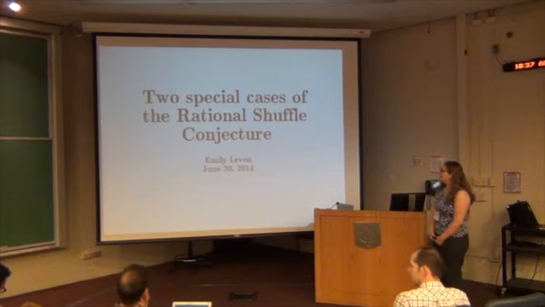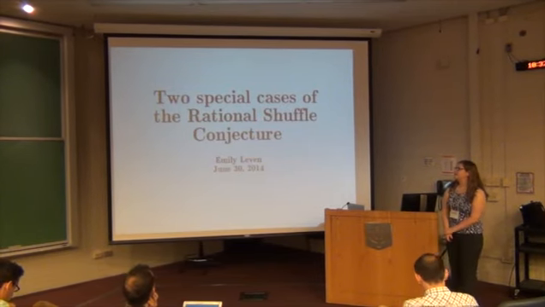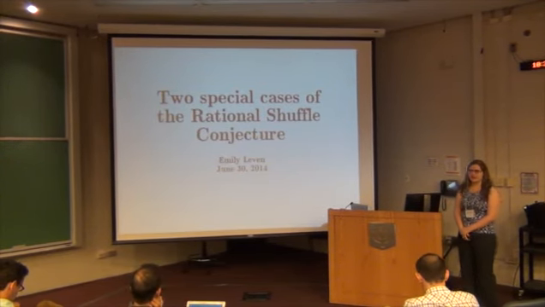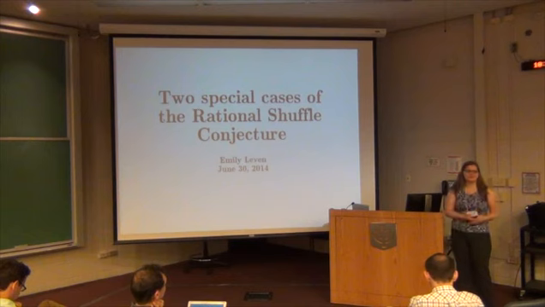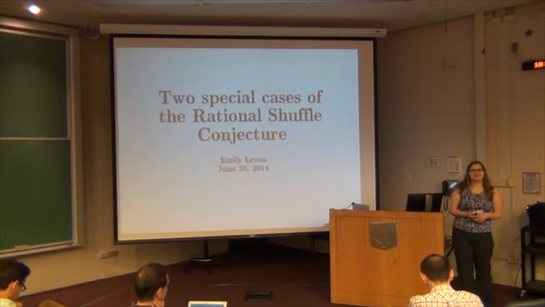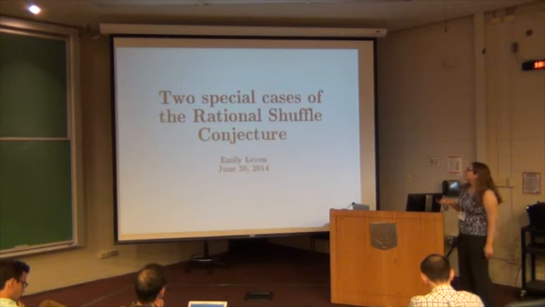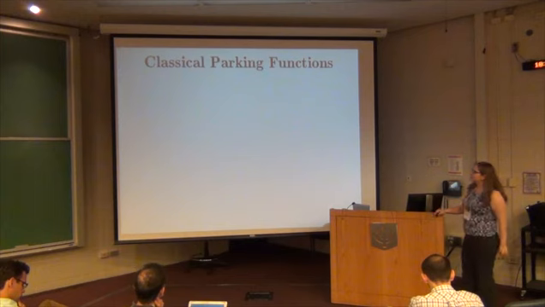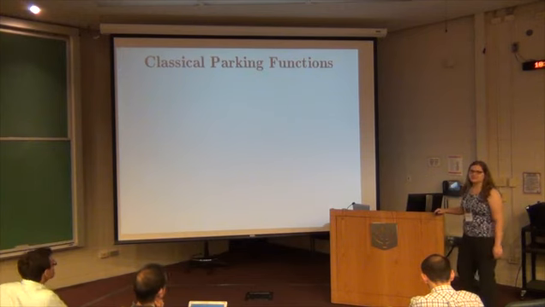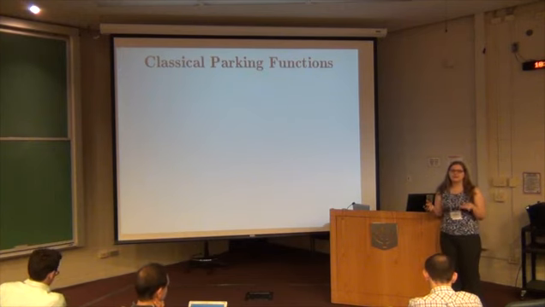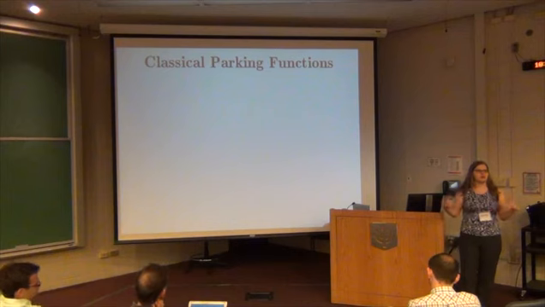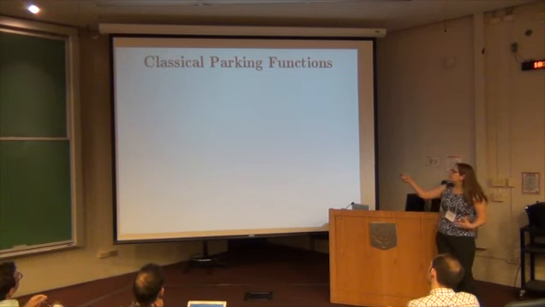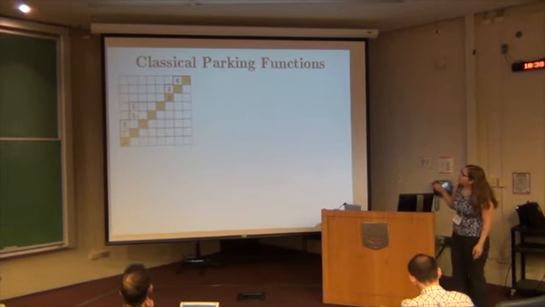Sorry about the delay. So I'd like to tell you about two special cases of the Rational Shuffle Conjecture that I proved, but in order to do that, I should start with what a shuffle conjecture is. What I'm talking about are parking functions, and I'll start with the classical case, which is a little more simple, but I'm going to present them with a little twist that makes them more generalizable to the rational case.